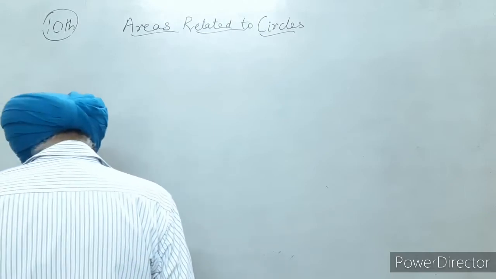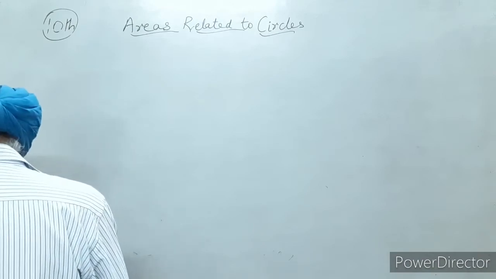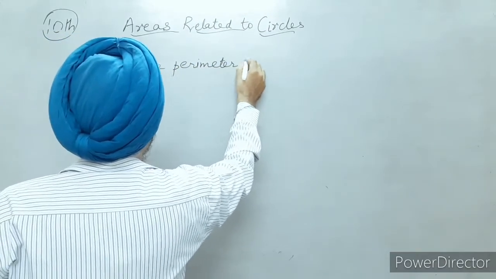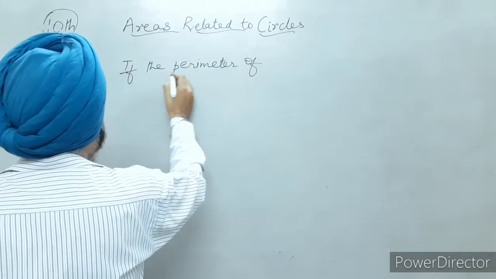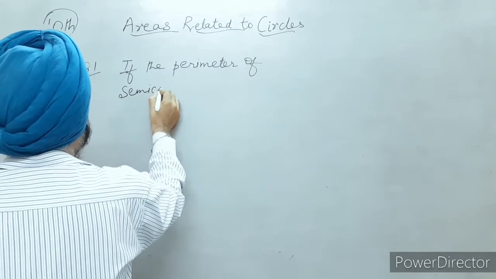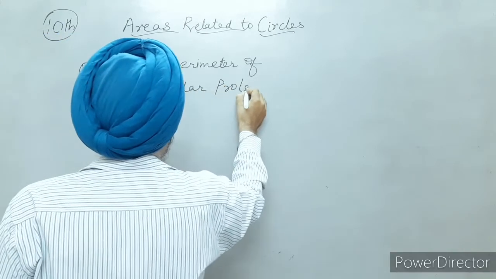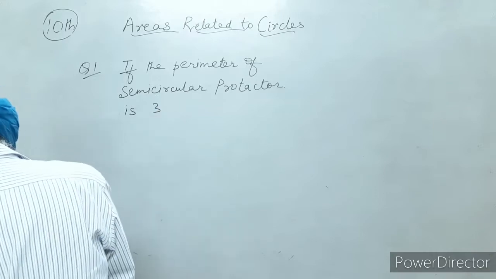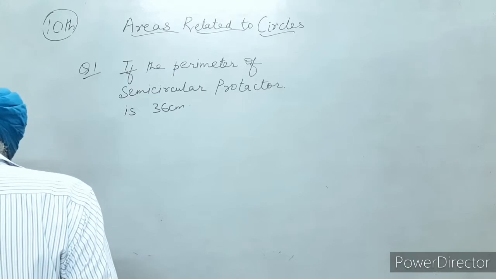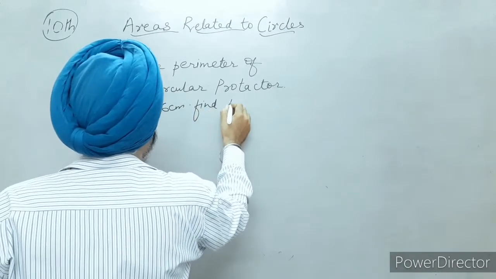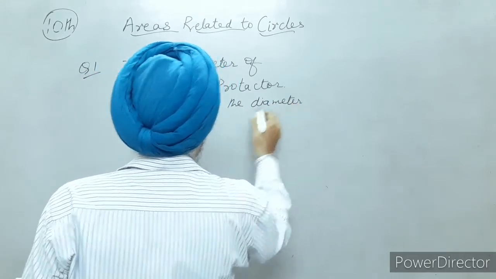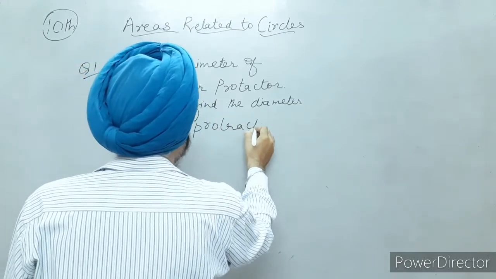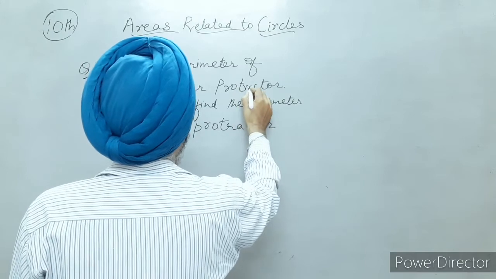Question number 1. If the perimeter of a semicircular protractor is 36 centimeter, then find the diameter of the protractor. Let me correct the spellings. Right.